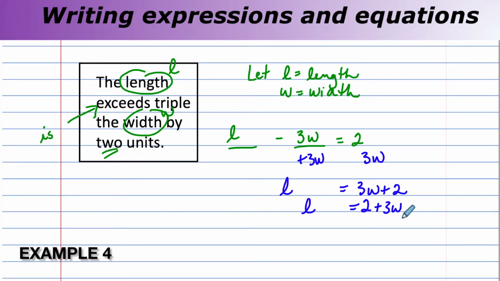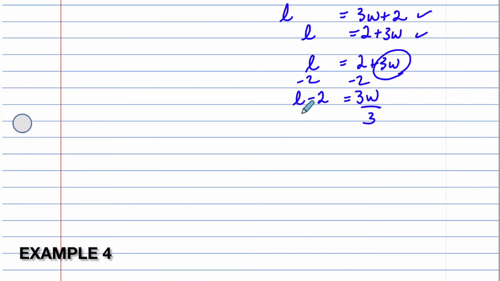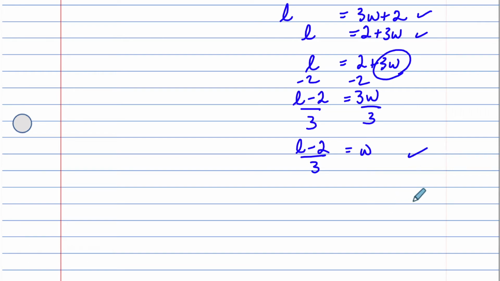Either one is fine. So we have how many ways? L minus 3w equals 2 is the first way. Second way, third way. We could have even solved for w if we wanted to. How would we do that? So L equals 2 plus 3w. To get 3w by itself, subtract 2. So L minus 2 equals 3w. Divide by 3, divide by 3, w equals L minus 2 over 3. So there's the fourth way.